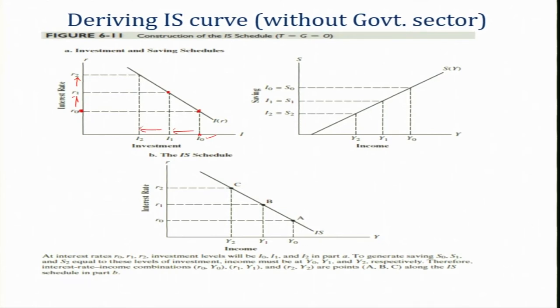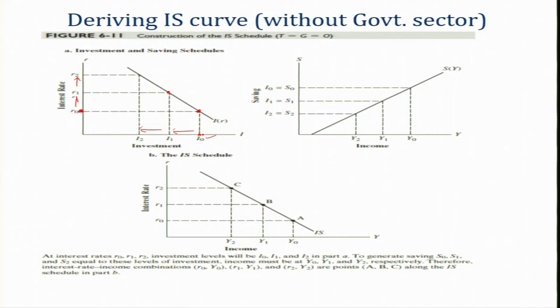Now let's consider the first case, the initial position of R0. When the rate of interest is R0, you can see that investment is I0. And the point here is, in order to finance this much investment, what is the source of investment?